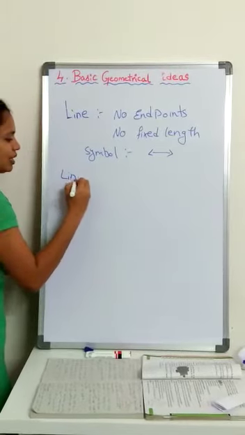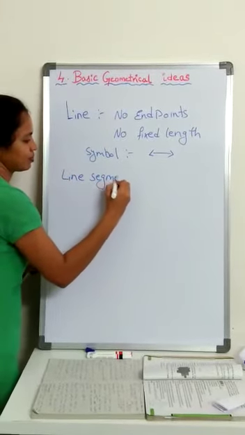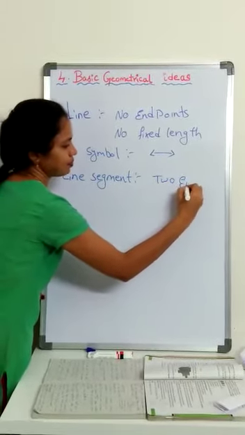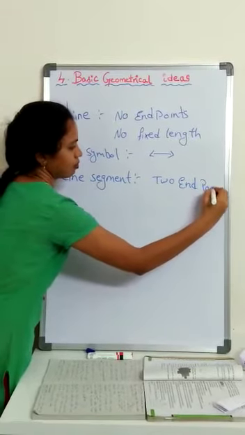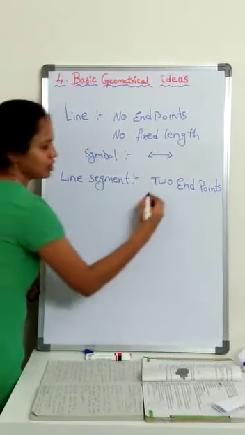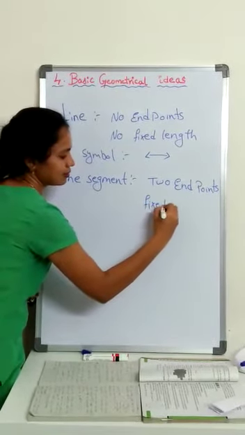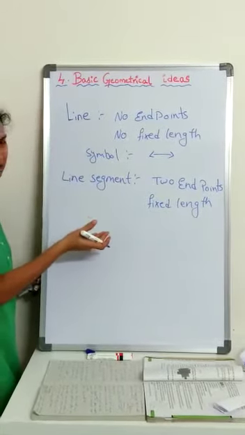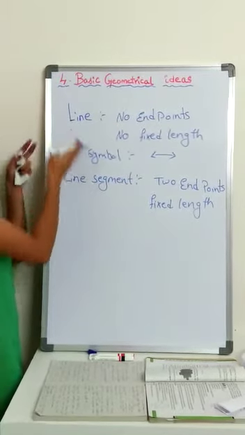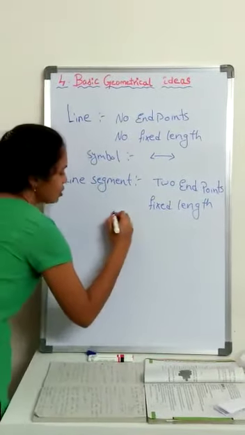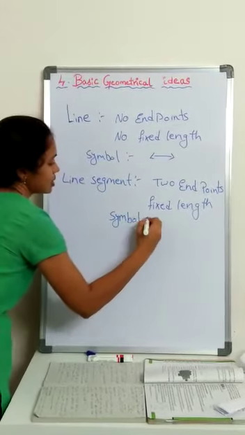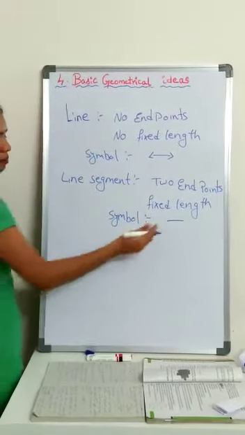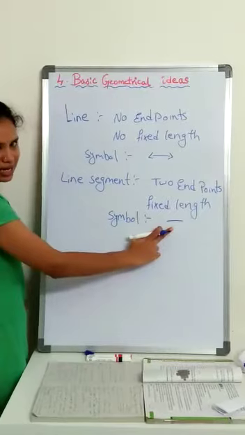Now next, coming to a line segment. A line segment will have two endpoints and it will have a fixed length. Or we can say that we can measure the length of a line segment, whereas in a line it is not possible. And what is the symbol to represent this line segment? It is simply a bar. This is the symbol used to represent a line segment.